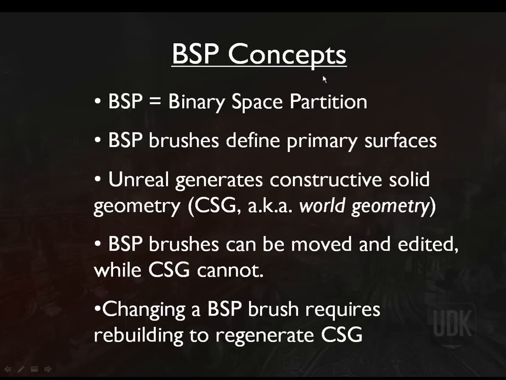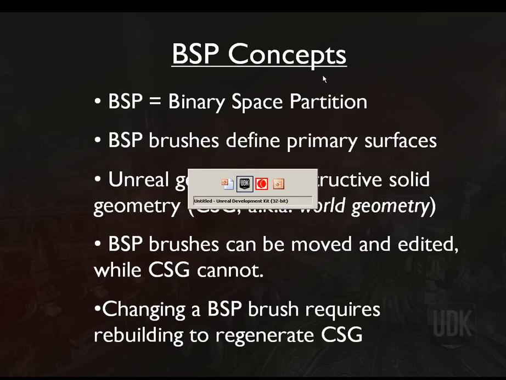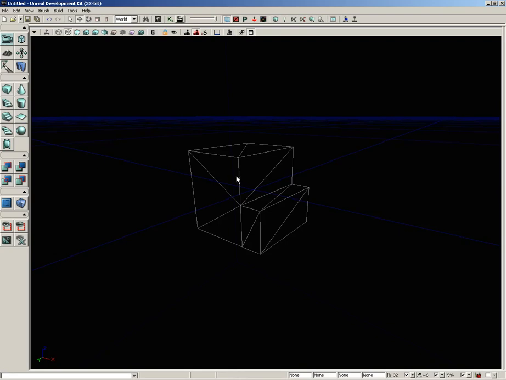Let's jump back into our show for just a minute. Now, BSP brushes can be moved and edited, while CSG cannot. So over here inside UDK again, I can't even select this piece of solid geometry. I mean, I can click on various faces of it, but that's really just for applying materials to it. It's not going to really do me any good.